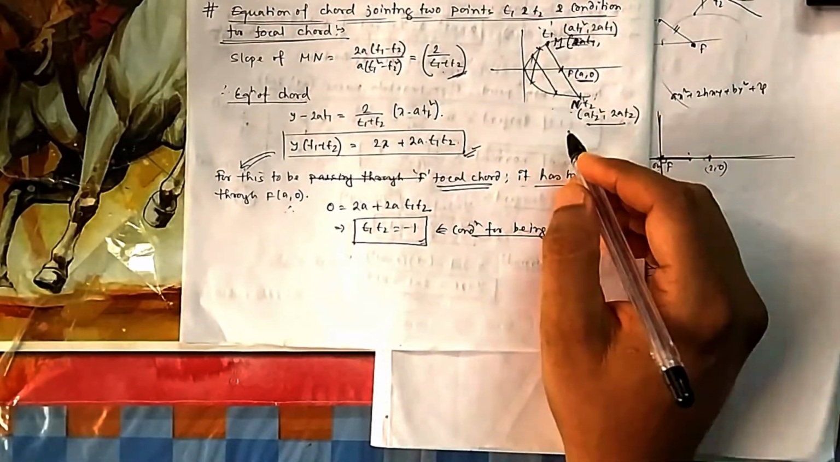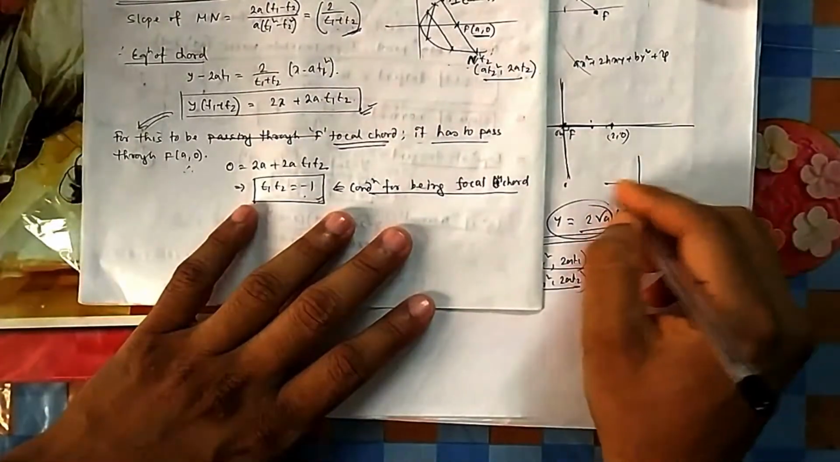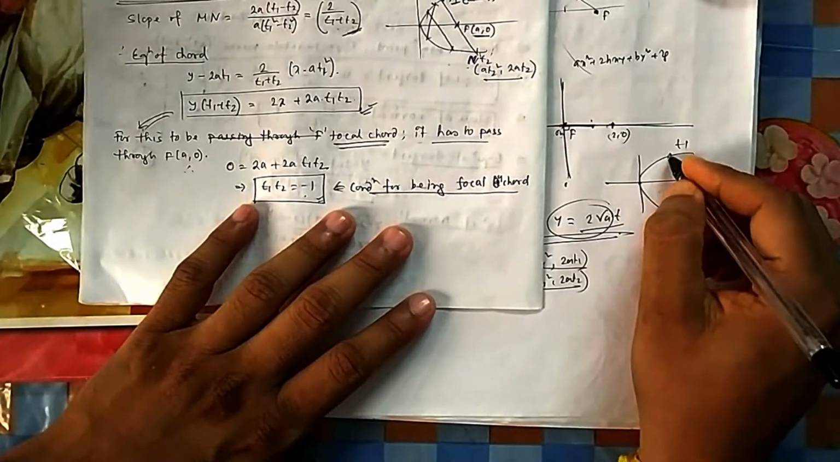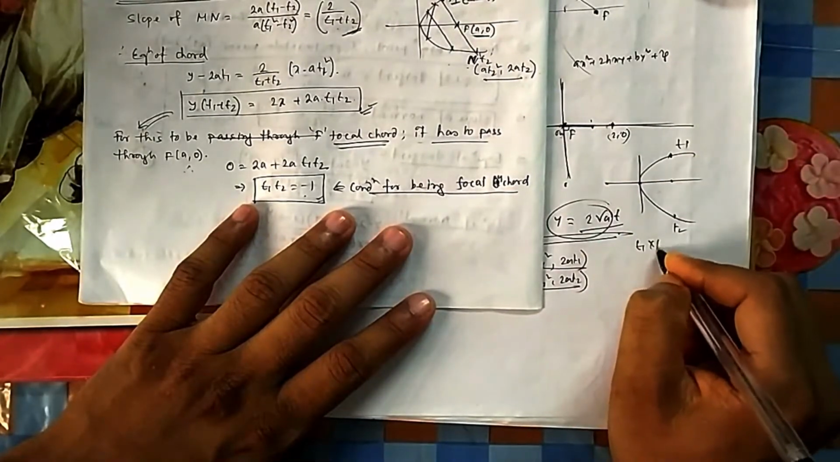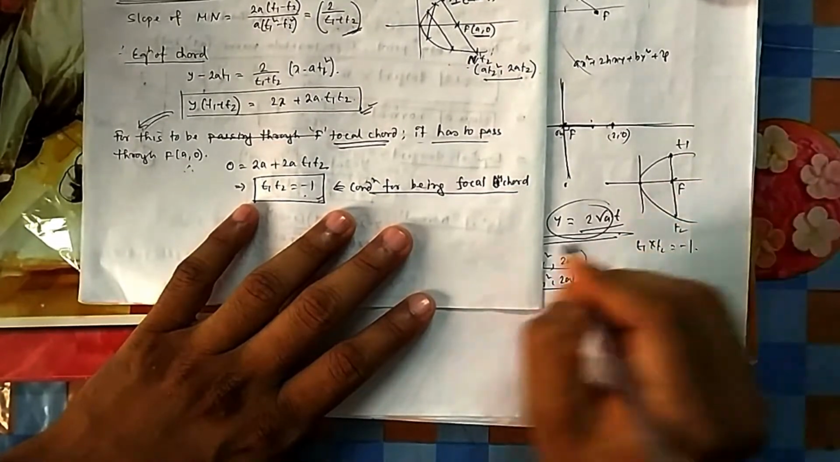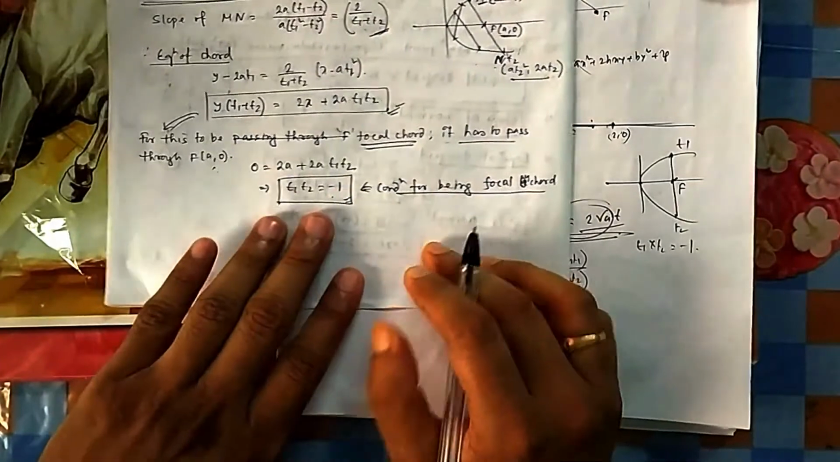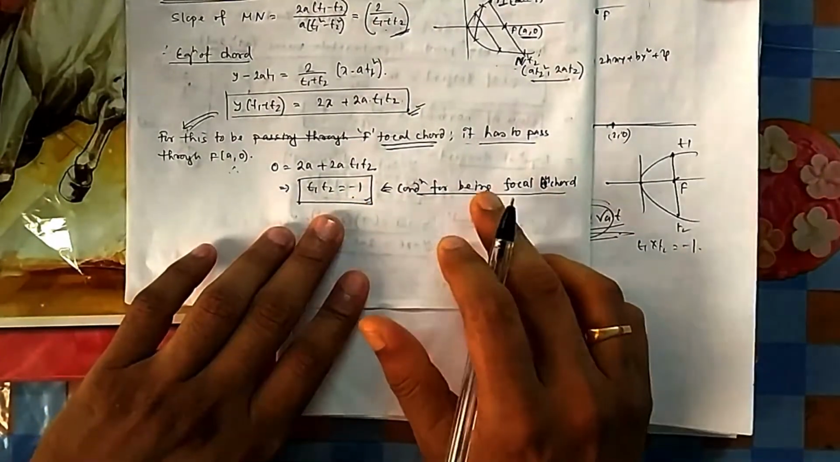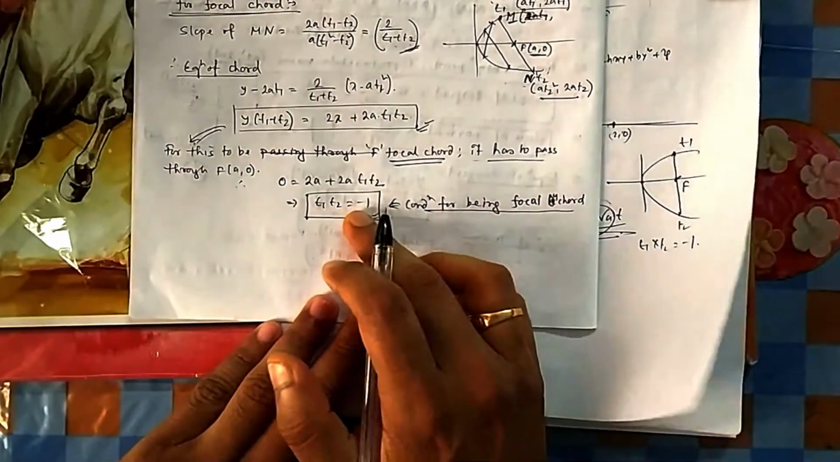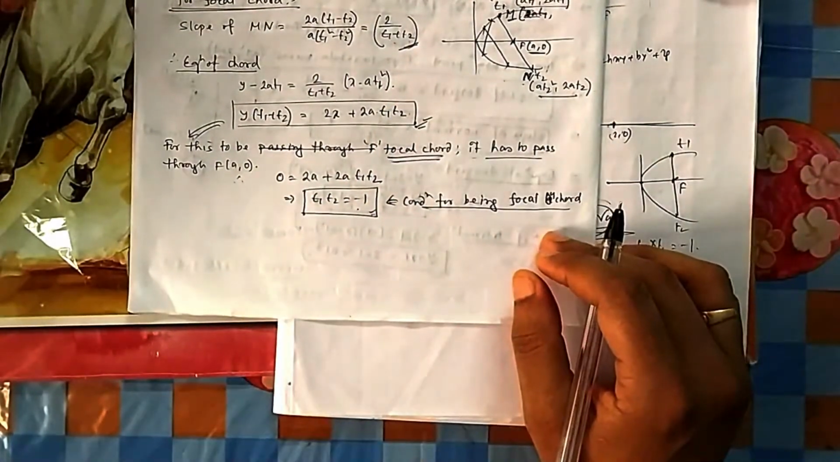Suppose two points T1, T2 are given. You check if T1 into T2 is minus 1, then if you join them, it will be a focal chord. Any two points are given to you, they ask you whether it will make a focal chord or not. Suppose T1 is given, T2 is given. So you take the product. If the product is minus 1, then obviously the joining line will pass through the focus. So this becomes the condition for a focal chord at the points T1, T2 in parametric form. If this product is minus 1, then obviously it is a focal chord joining the points T1 and T2.